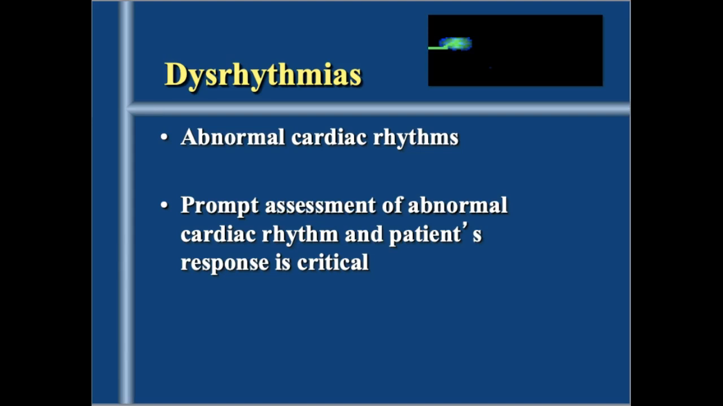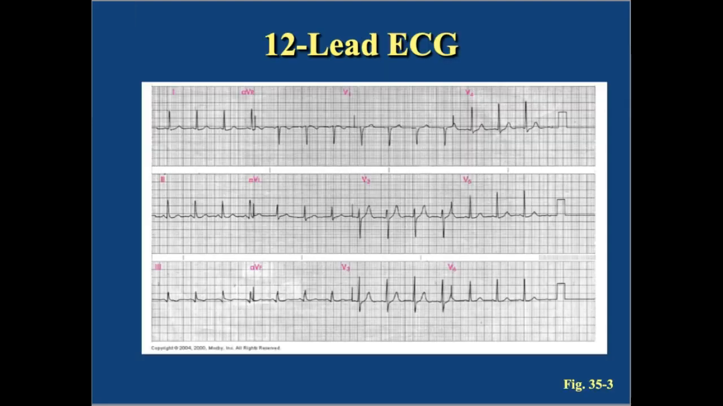So dysrhythmias are defined as abnormal cardiac rhythms, and your ability to rapidly assess these abnormal cardiac rhythms, as well as your patient's response to these rhythms, is a critical nursing competency that you'll use pretty much every day in your practice. This is a picture of a 12-lead EKG. I'm sure you guys have seen these in clinical.